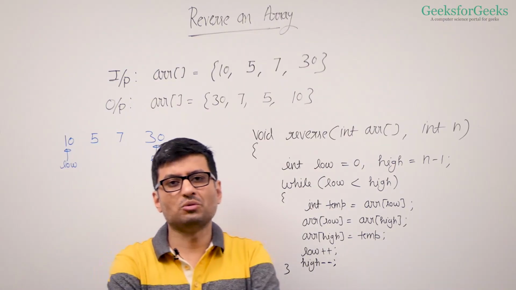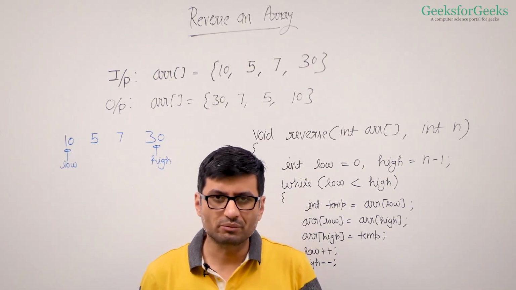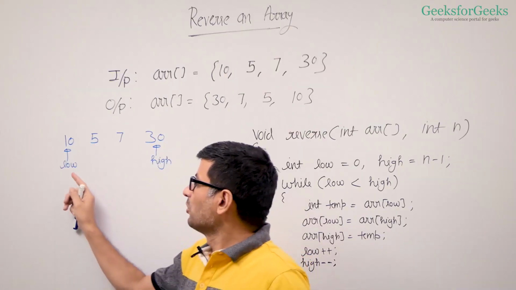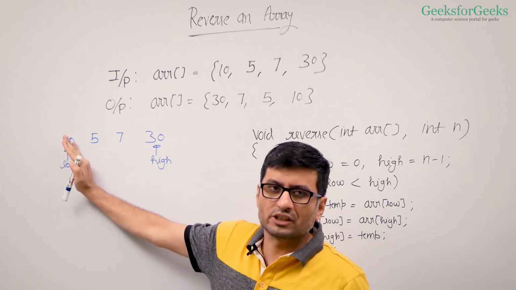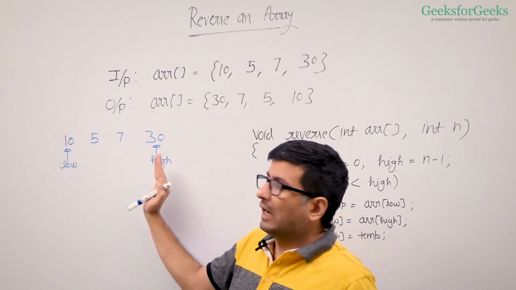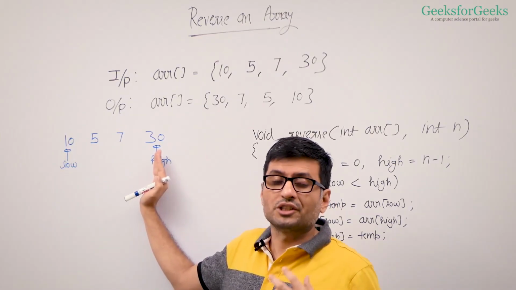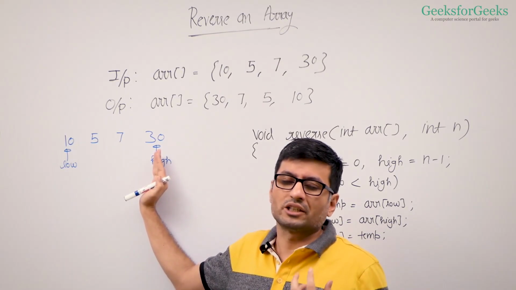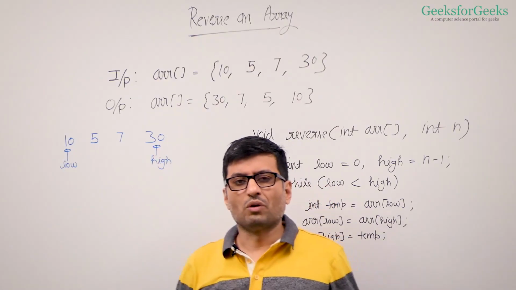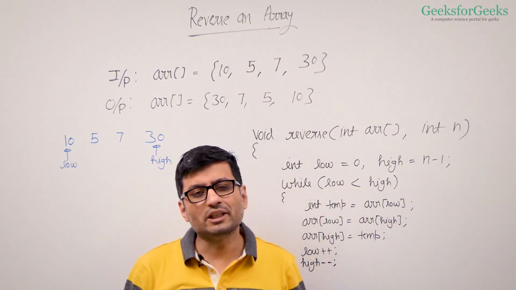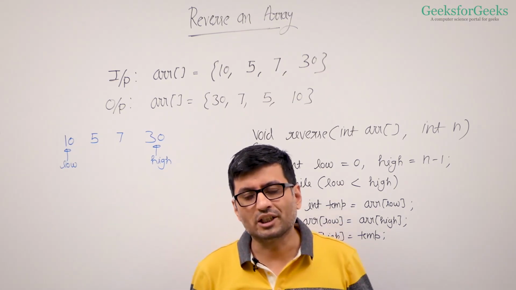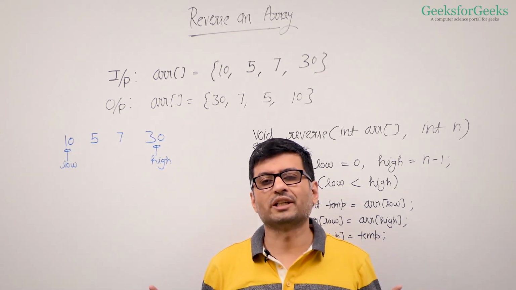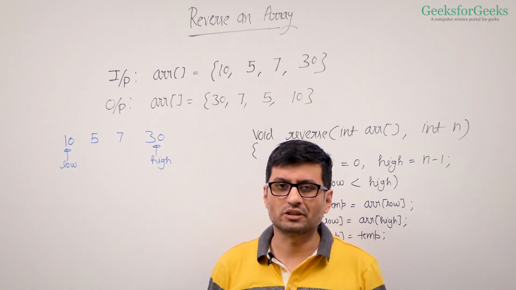The idea is to maintain two index variables. One index variable low that is initialized to have index of the first element. Other index variable high which is initialized to have index of the last element. What we do is, we simply swap the elements at these two indexes. After swapping the elements, we move these indexes one position close to each other.